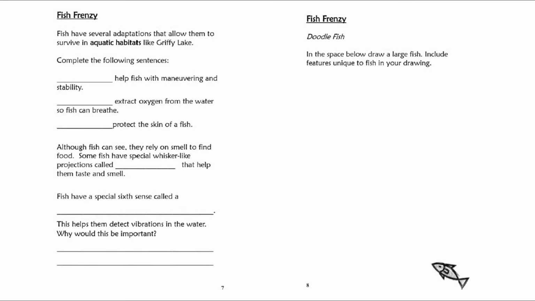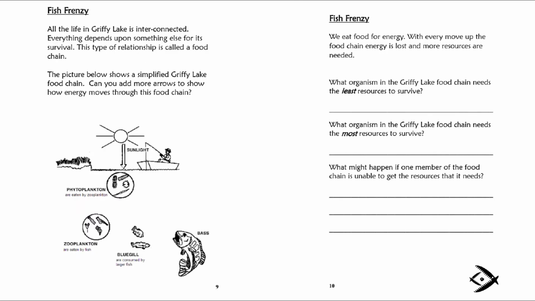At this point in your lesson, you should have all of your journal pages filled out and be ready to start on some of our activities with your class.